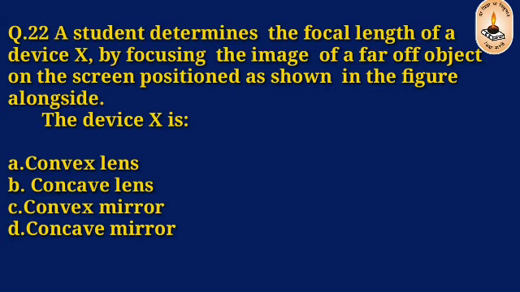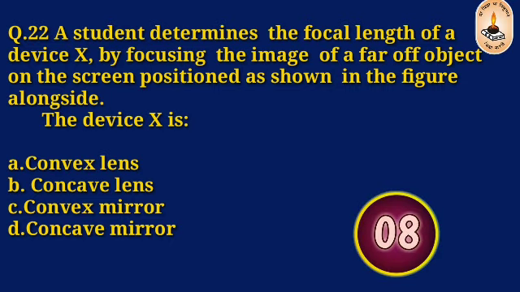Question number 22. A student determines the focal length of a device X by focusing the image of a far-off object on the screen positioned as shown in the figure alongside. Device X is: convex lens, concave lens, convex mirror, concave mirror.